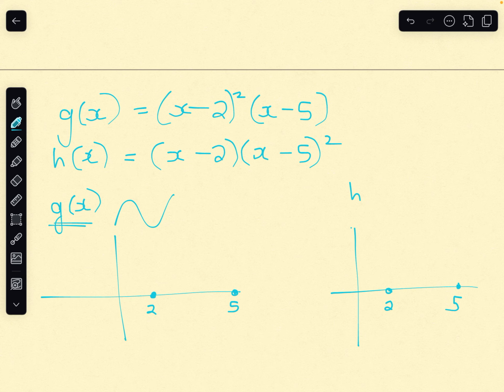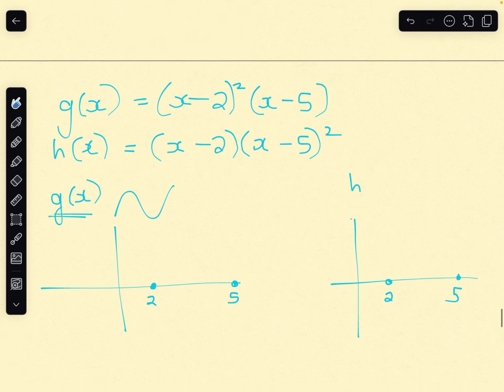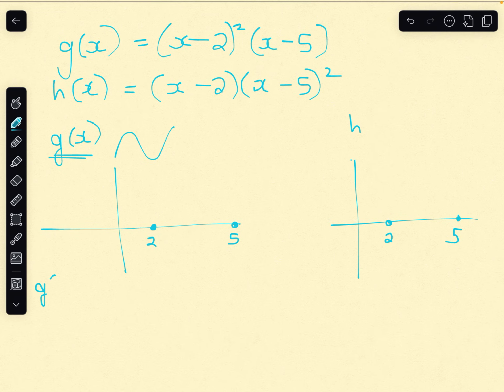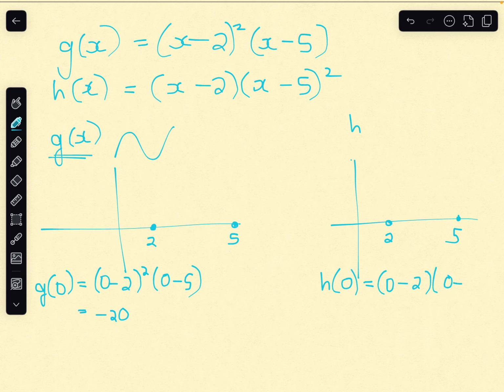Right, so now let's see where the y-intercepts will be. So g of 0 will be 0 minus 2 squared times 0 minus 5. So that's going to be 4 times minus 5, which is minus 20. And the y-intercept for h will be 0 minus 2 times 0 minus 5 squared. So that will be minus 2 times 25, so minus 50, so it will be a bit lower.